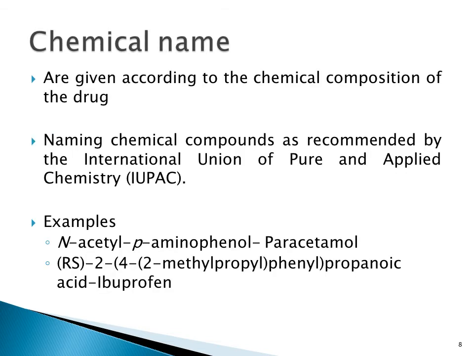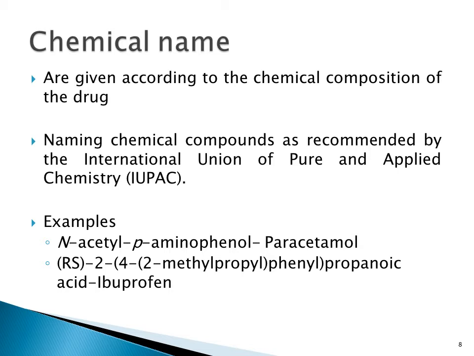So what do you mean by chemical names? For chemical names, these names are given to a drug product, according to the chemical composition of the drug. Then these names are arrived at following the steps recommended by the International Union of Pure and Applied Chemistry. That's the IUPAC body. That's the body responsible for the naming of any chemical constituent, anything that has to do with any chemical compound, anything that has to do with chemistry. So you have to mention the IUPAC body.